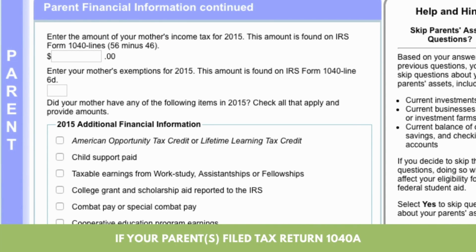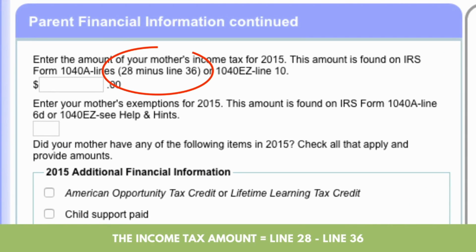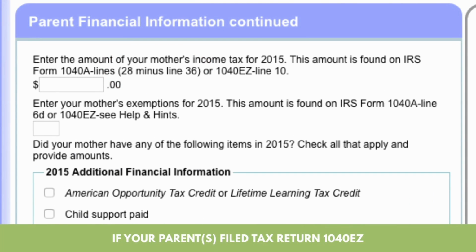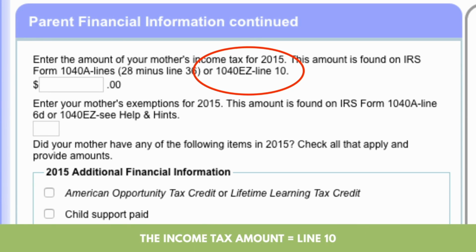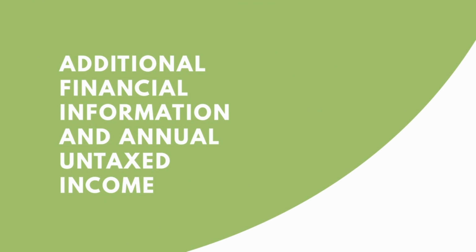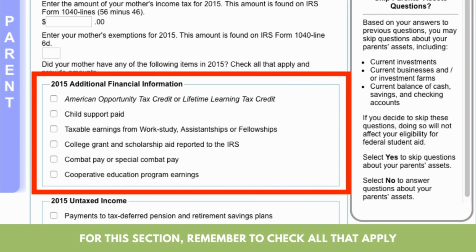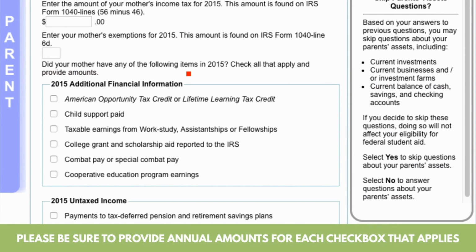If your parents filed tax return 1040A, the income tax amount equals line 28 minus 36. If your parents filed tax return 1040EZ, income tax amount equals line 10. Part 8. Additional financial information and annual untaxed income. For this section, remember to check all that apply. Please be sure to provide annual amounts for each checkbox that applies.